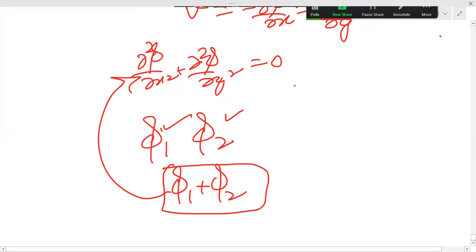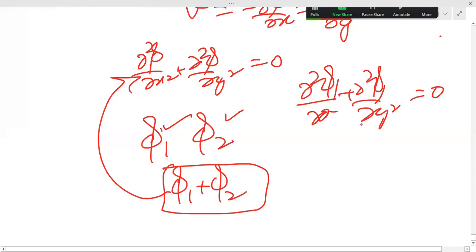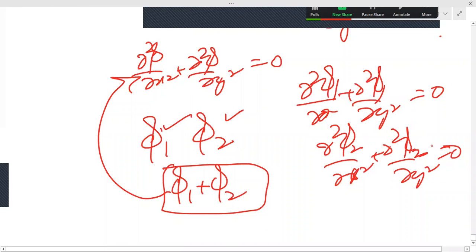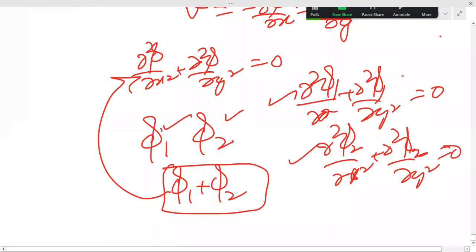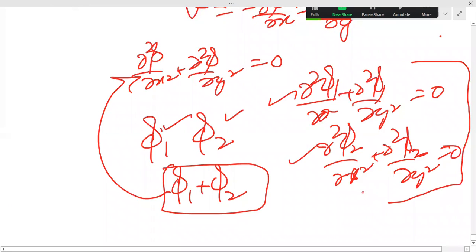If phi 1 is a solution, what does it tell you? Curly square phi 1 upon curly x square plus curly square phi 1 upon curly y square is equal to 0. Likewise, curly square phi 2 upon curly x square plus curly square phi 2 upon curly y square is equal to 0. If phi 1 and phi 2 are solutions, then these two should hold true. Is this clear? Yes, sir.